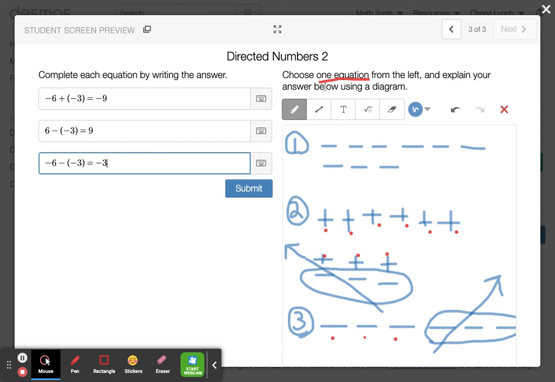So remember, you only have to do a diagram on one, and you could do a number line or you could do integer tiles like I did. Just you want to check that your answers are the same.